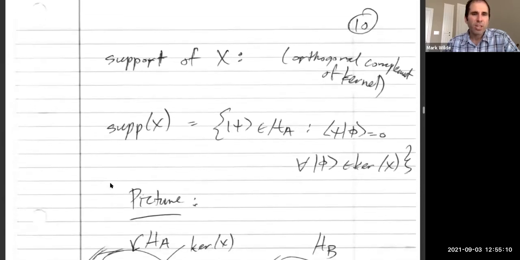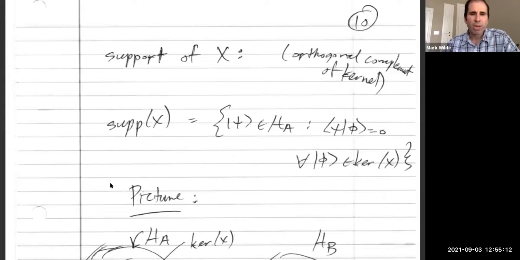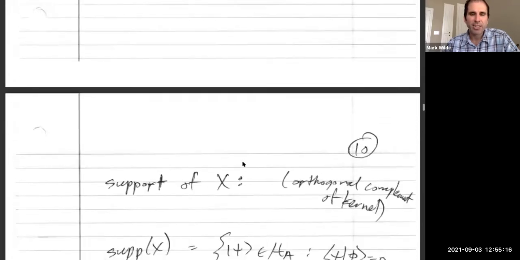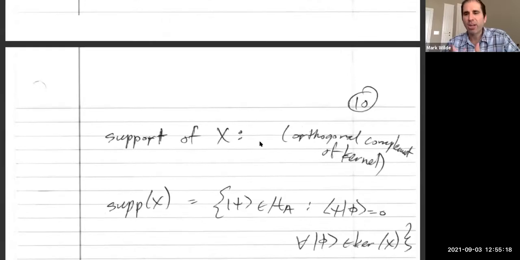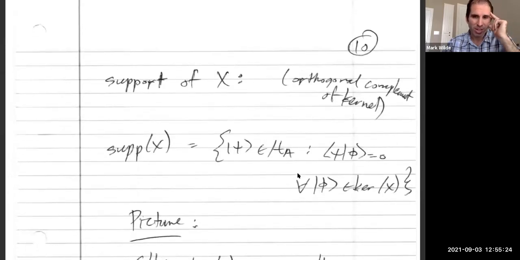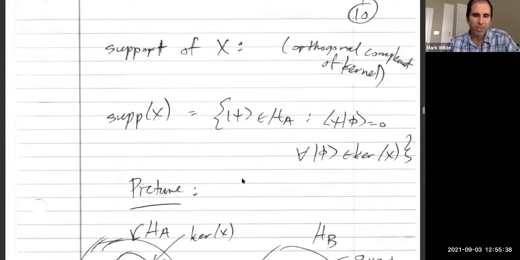Okay. There's something called the support of an operator, and it's the set of all vectors that are orthogonal to the kernel. Okay. So formally, you define it like this. A vector psi is in the support of x if it's in the input Hilbert space and if it's orthogonal to phi, where phi is a member of the kernel of x.